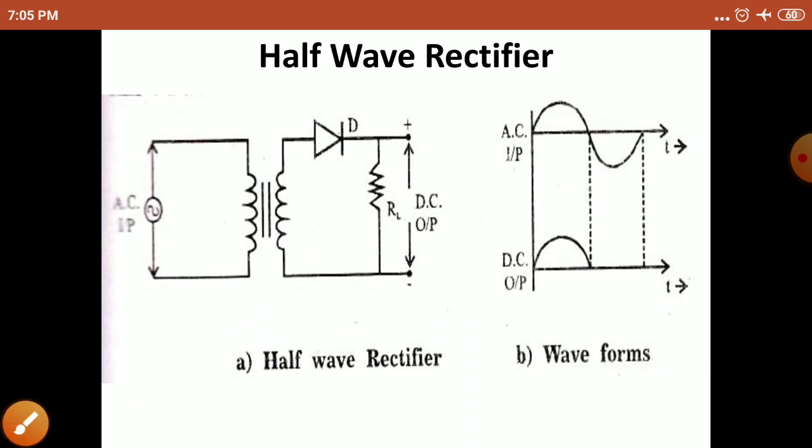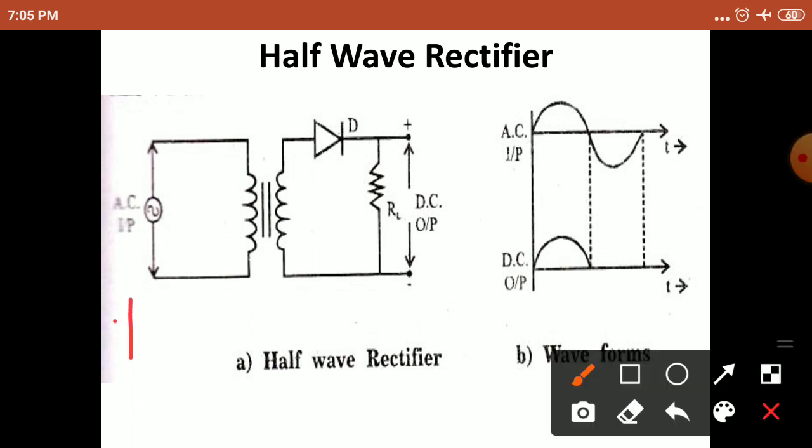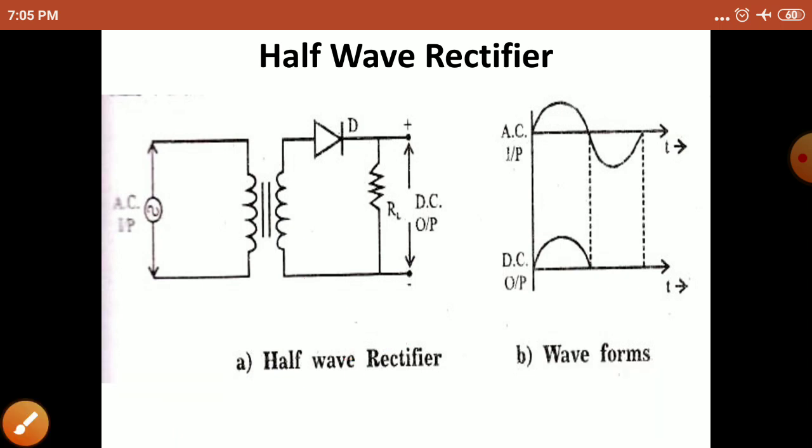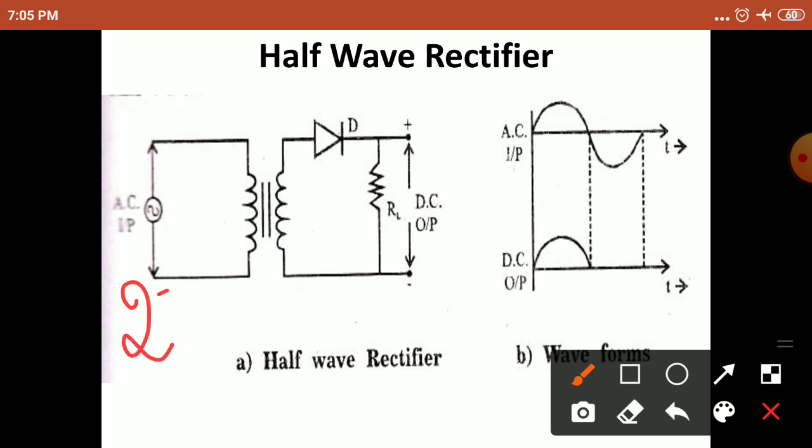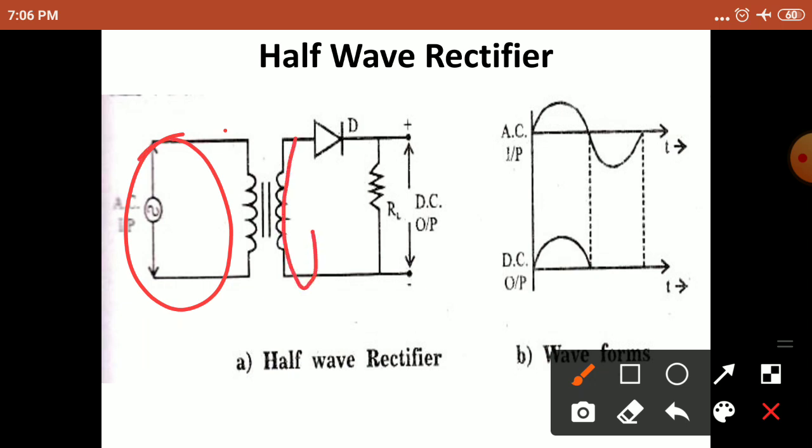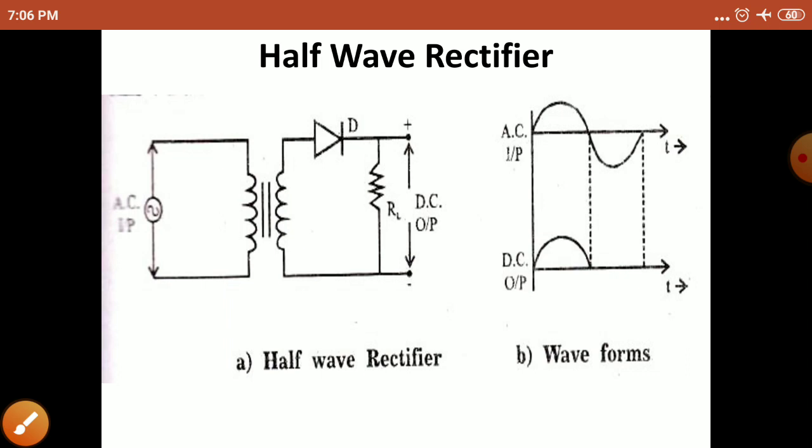Let me take it here as a 230 volts supply, and it is transformed to around 12 volts. Here 230 volts AC is the primary. In the secondary we have 12 volts AC. So from the primary at 230 volts AC, the secondary of the transformer gives 12 volts. Then this is a diode which is used here.